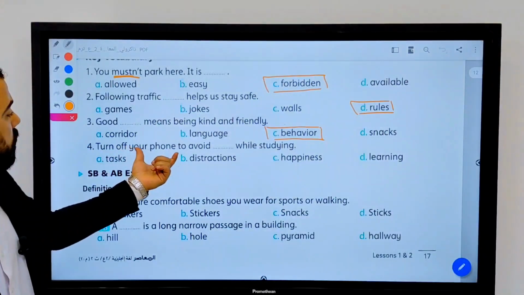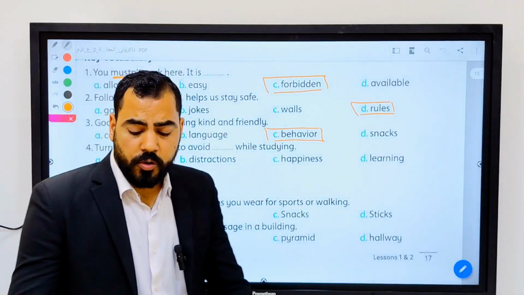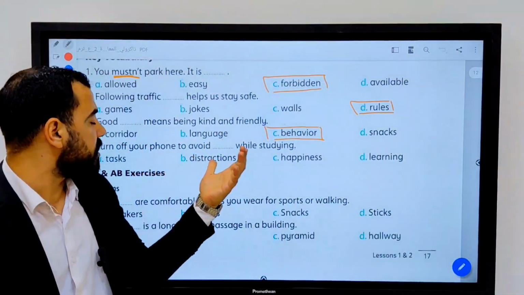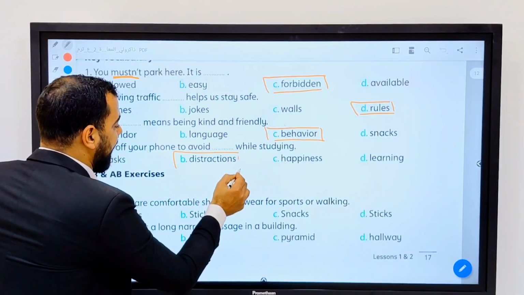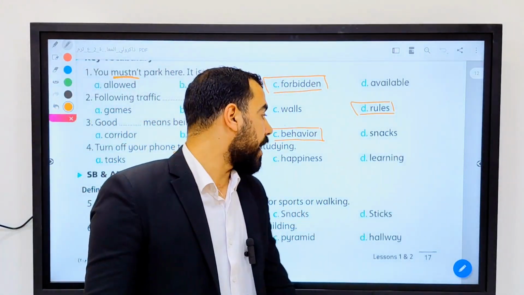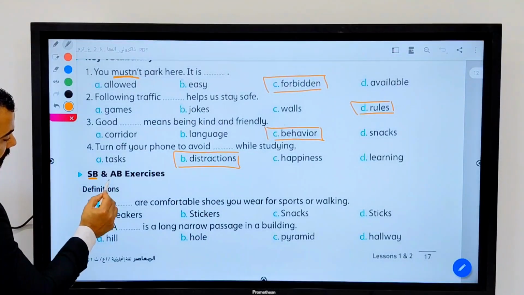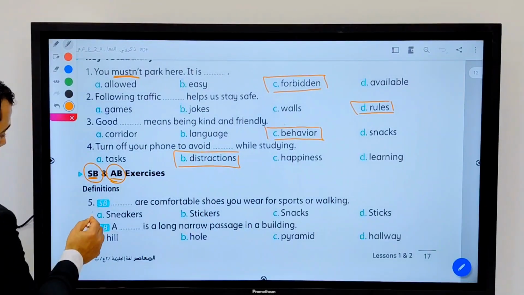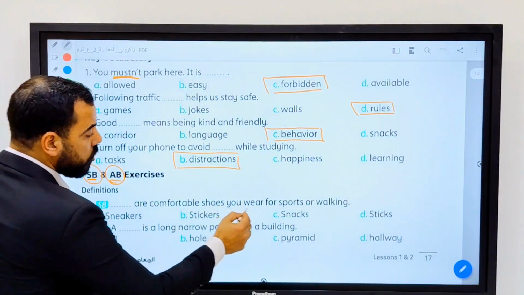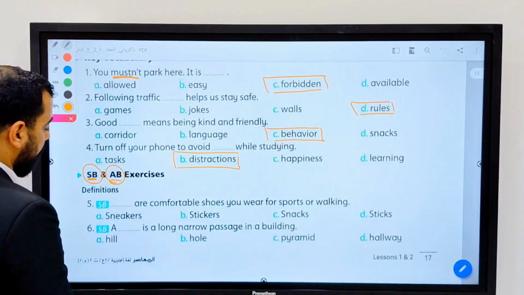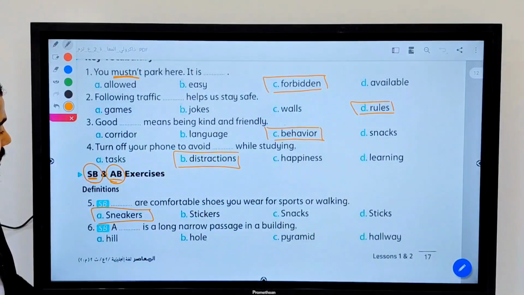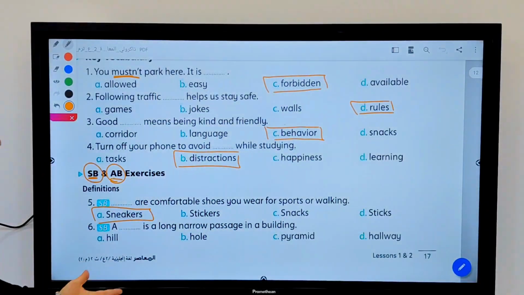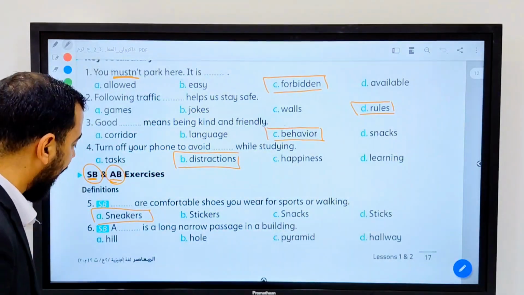Turn off your phone to avoid distractions while studying. You can't study and surf the internet at the same time. Turn off your cell phone to avoid distractions. It can distract you while studying. These are very good questions, because they are from the student's book and activity book. Sneakers are comfortable shoes you wear for sports or walking. Of course they are sneakers. Students get confused in the spelling. A corridor is a long narrow passage inside a building.